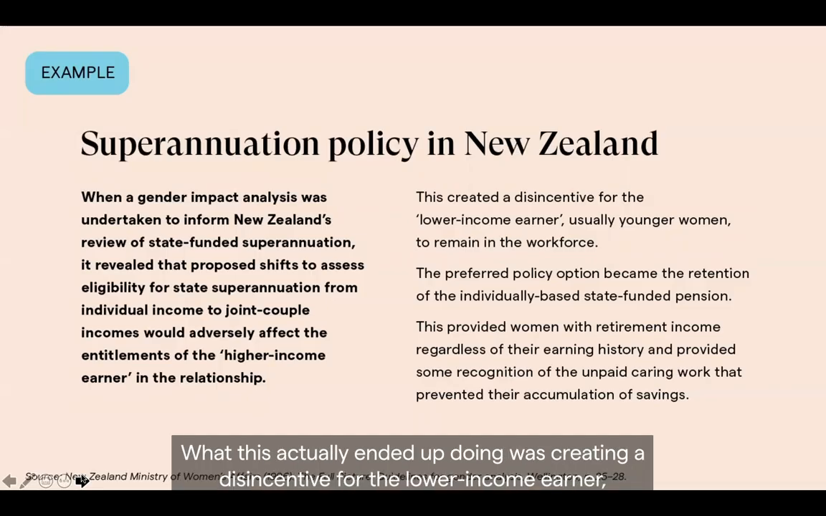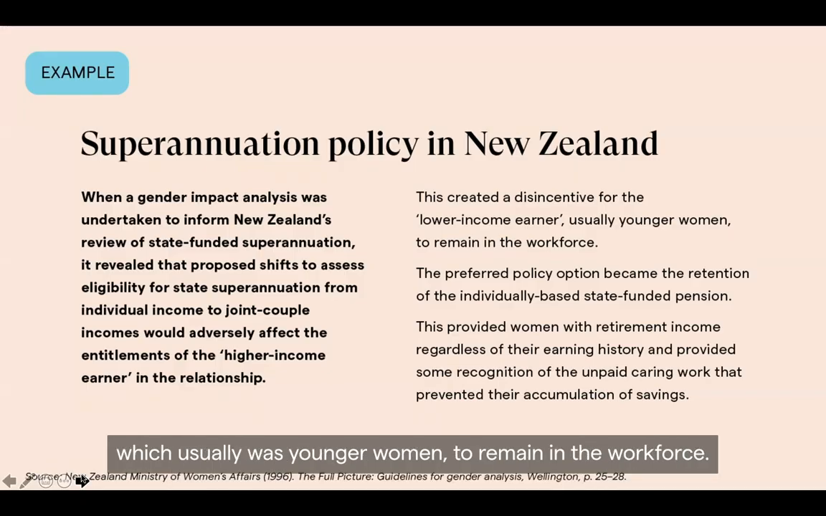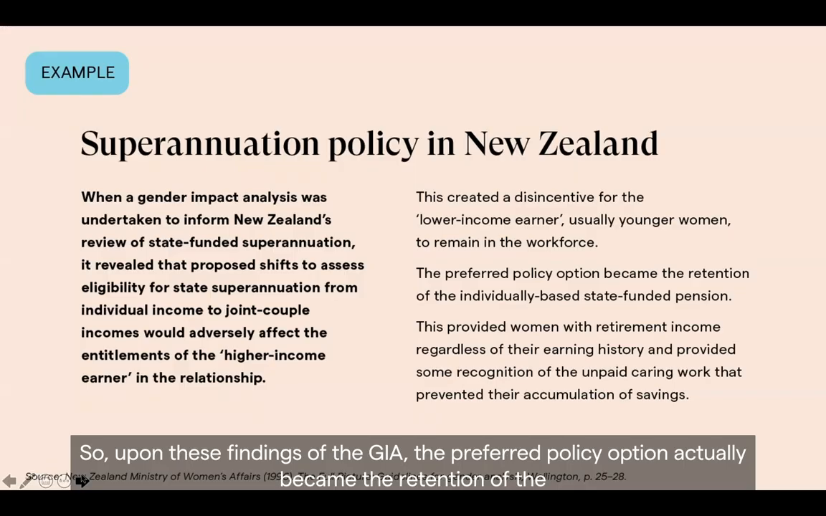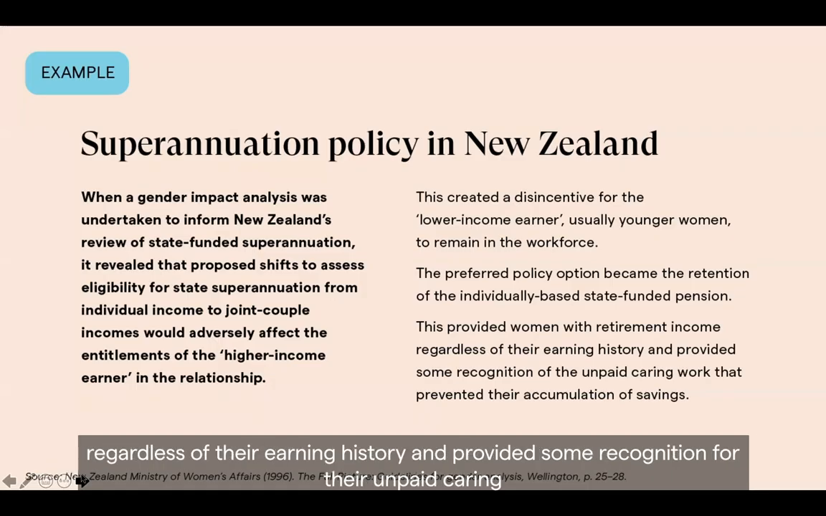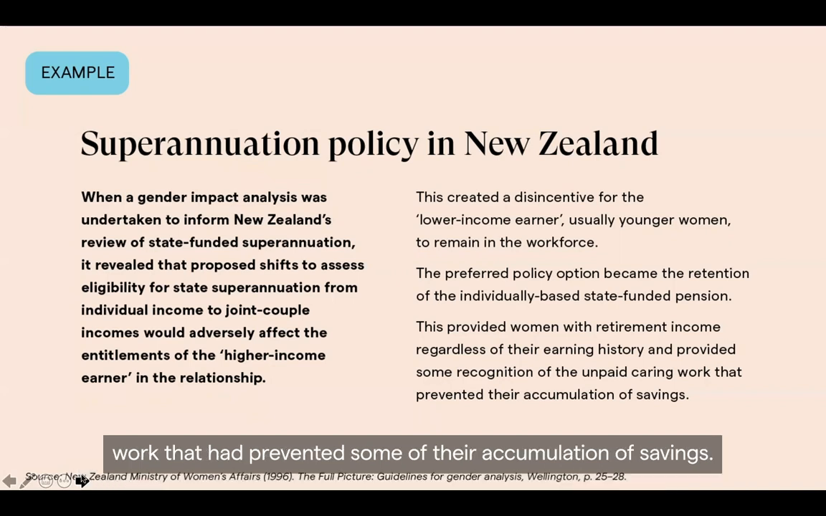What this actually ended up doing was creating a disincentive for the lower income earner, which usually was younger women, to remain in the workforce. So upon these findings of the GIA, the preferred policy option actually became the retention of the individually based state-funded pension. And this provided women with retirement income, regardless of their earning history, and provided some recognition for their unpaid caring work that had prevented some of their accumulation of savings.